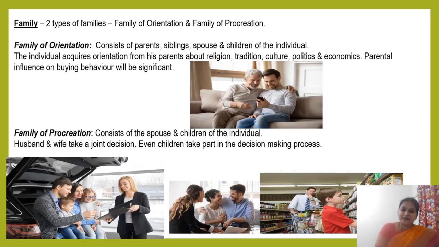The next family is family of procreation, and this family is nothing but nuclear family, and this family consists of the spouse and children of the individual. In this family, husband and wife sit together and take a joint decision, and even children take part in the decision-making process, right from the choice of chocolates to the choice of automobiles like car.